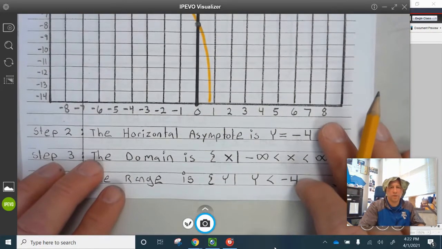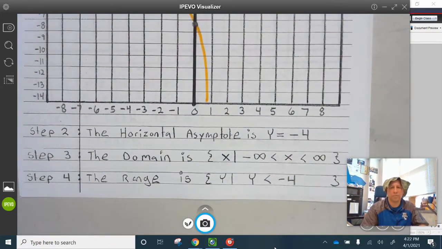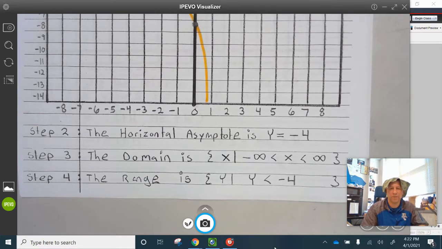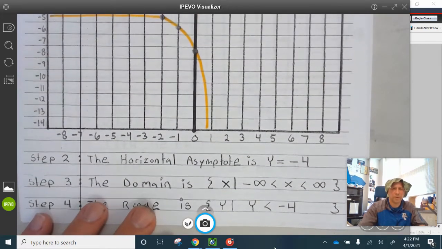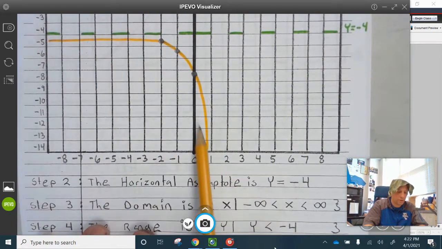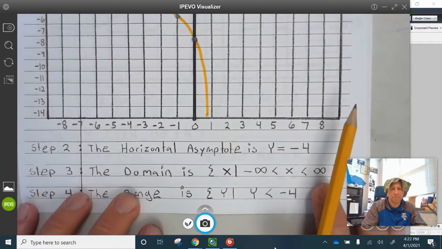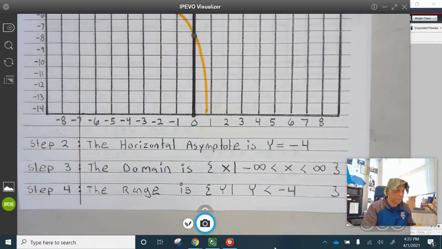All right. Step 2, the horizontal asymptote is y equals -4. The domain is x such that negative infinity is less than x, less than infinity. The range is y such that y is less than -4. And it's less than -4 because here's the asymptote, and you can see the graph is less than that. Okay. All right, go ahead and finish up example 3.